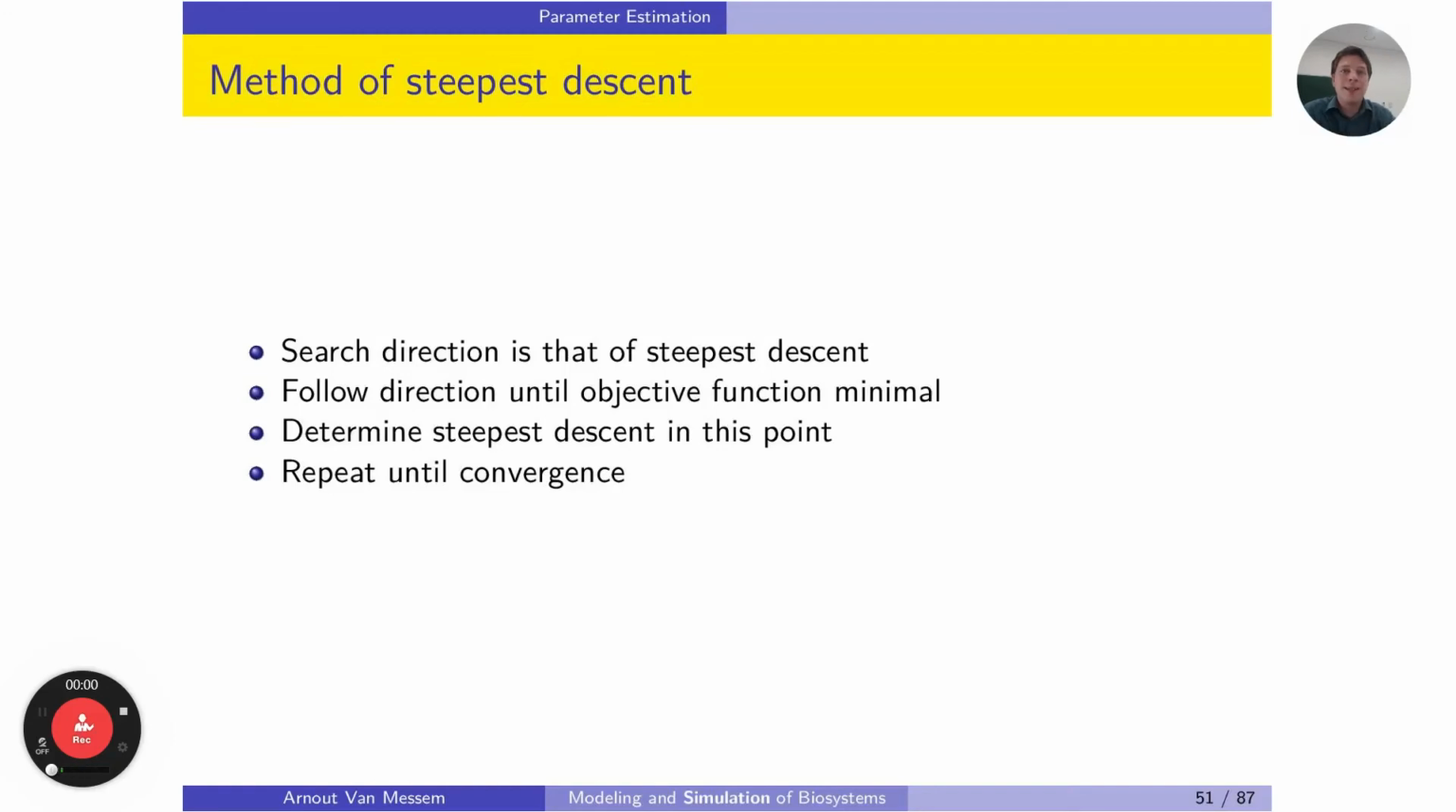The first method is the method of the steepest descent. As we said, the main difference between the methods is the search direction that it will apply. So for steepest descent, the direction that we look into is the direction of steepest descent, so the direction in which it goes down fastest. So not necessarily furthest, but fastest.